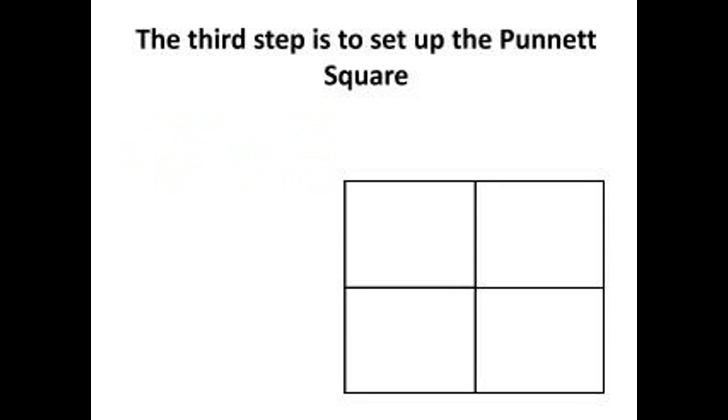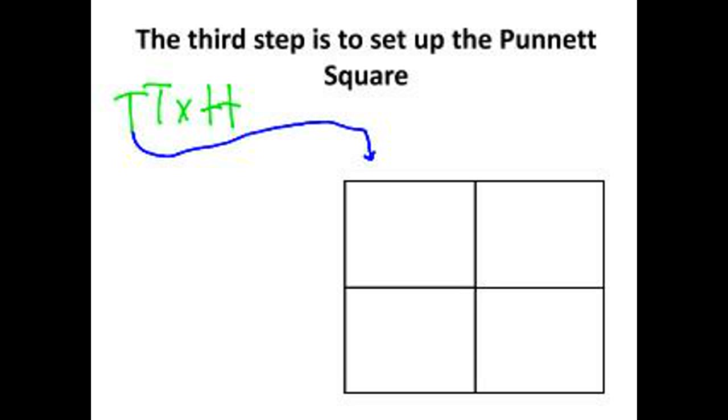The third step is to set up the Punnett square. So let's just remind ourselves, this is the father's genotype, homozygous dominant, mother's genotype, homozygous recessive. What we need to do is take the father's genotype, which I'm now showing in blue, and for each of his alleles, you divide them and put them on top of each column.